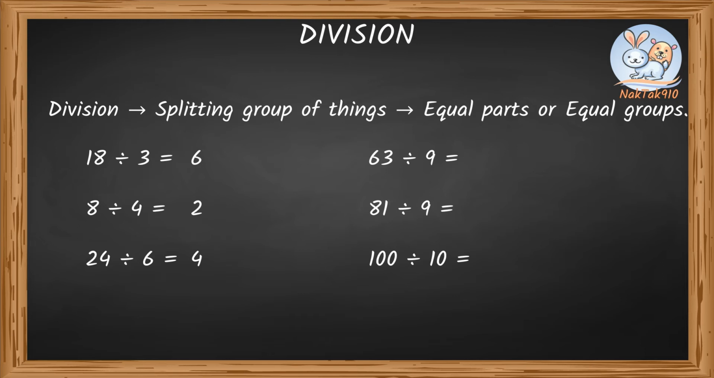63 divided by 9 equals 7. 81 divided by 9 equals 9. 100 divided by 10 equals 10.